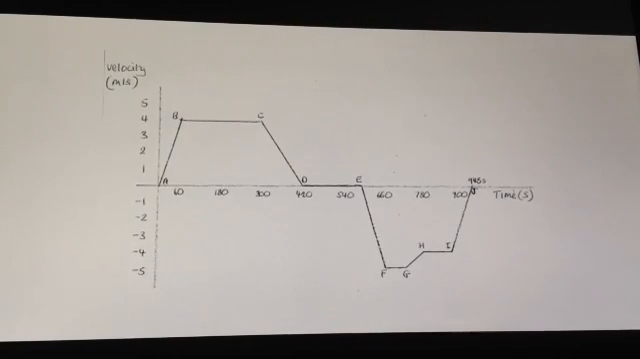Between H and I, the cyclist manages to maintain a constant velocity back towards the house at minus 4 metres per second. This constant velocity is pedalled, covering a distance of 360 metres over that time of 90 seconds.